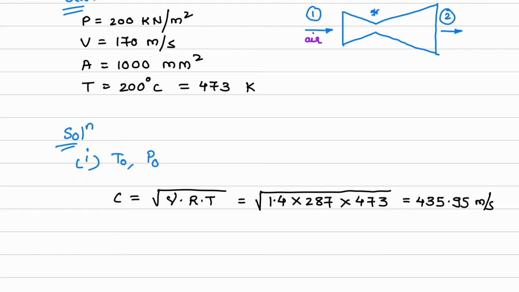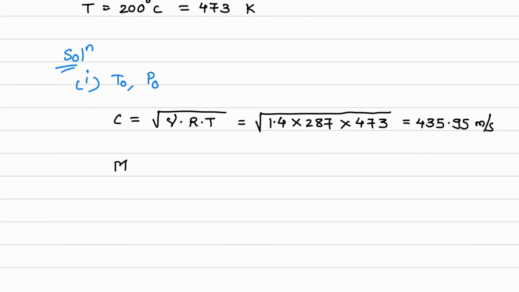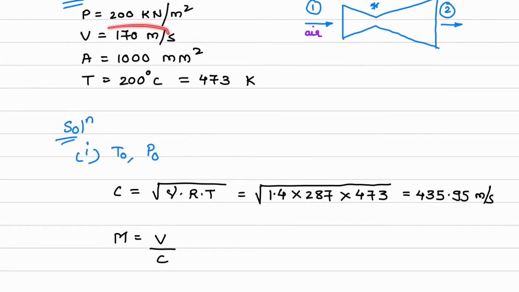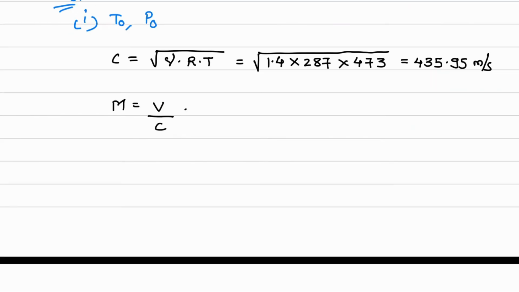Now we'll find the Mach number. Mach number M is equal to the velocity of the fluid or velocity of the object. In our case it will be the velocity of the fluid, which is air, V, divided by the sonic velocity at that same section. So what is the velocity? 170 meter per second, upon the sonic velocity at the same section, 435.95 meter per second. If I find this, I'll get the value 0.39.